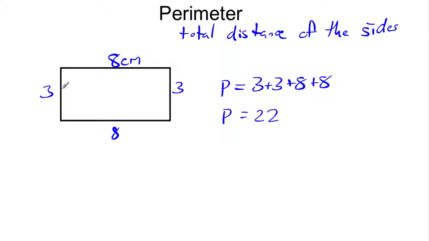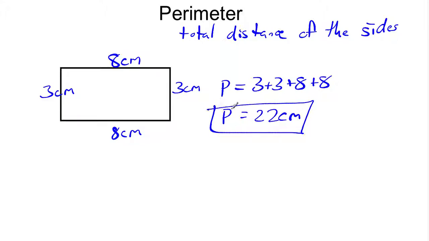Now it is important to note, and you may have had teachers like this in the past, if we have a unit, we need to include that as well. So the full answer, if these are measured in centimeters, would be the perimeter is 22 centimeters.